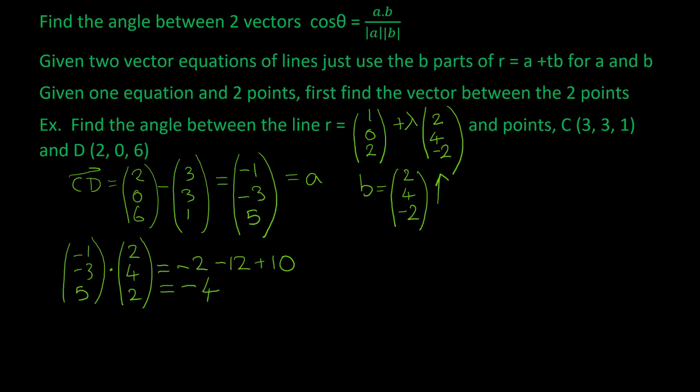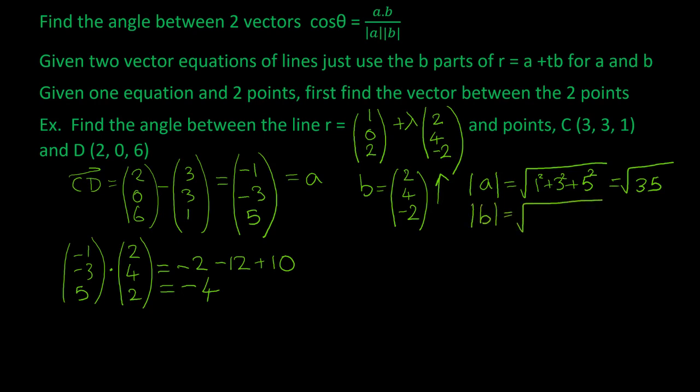So now we need to find the magnitude of A and B. So the magnitude, first of all, of A is going to be the square root of 1 squared plus 3 squared plus 5 squared, which is the square root of 1 plus 9 plus 25, so that's the square root of 35. And then the modulus of B is going to be the square root of 2 squared plus 4 squared plus 2 squared. So that's going to be 4 plus 16, which is 20, plus another 4, so that's 24.